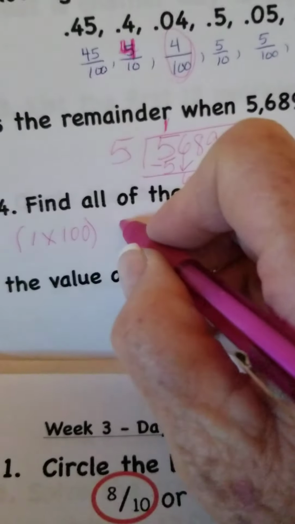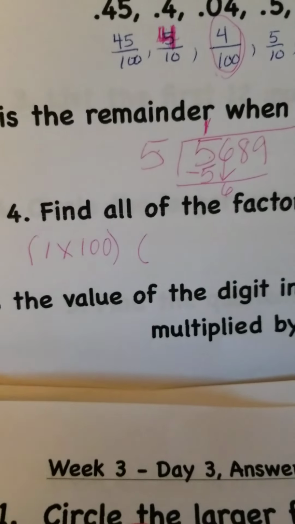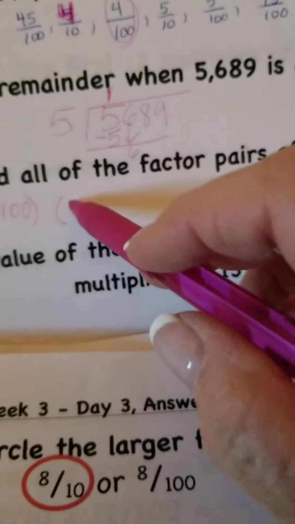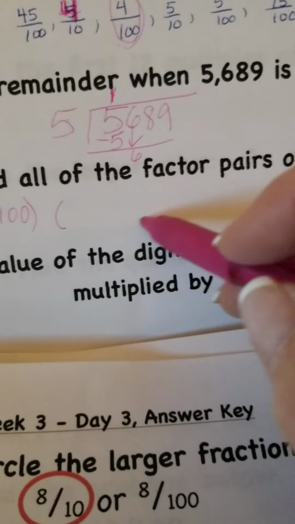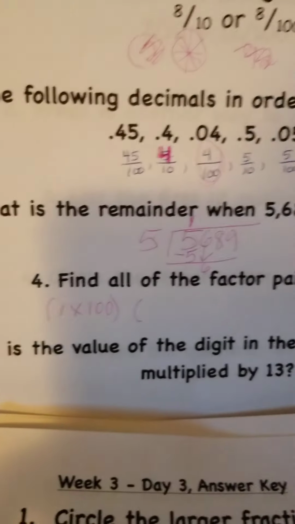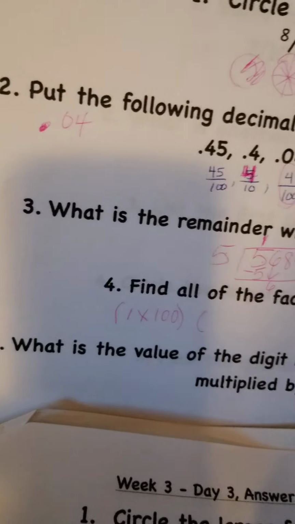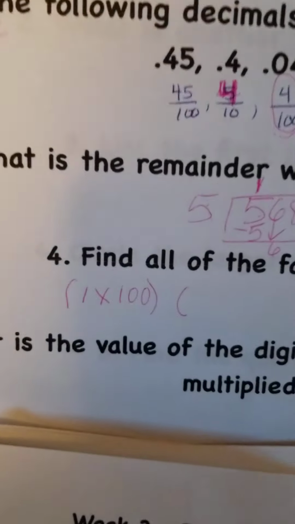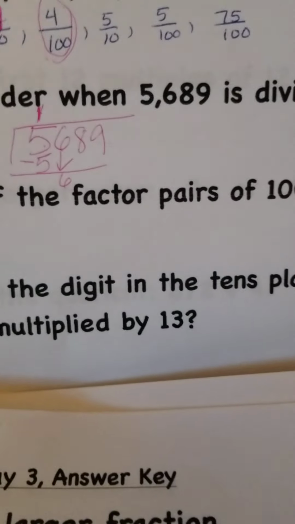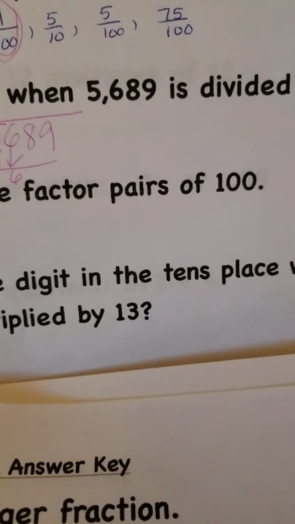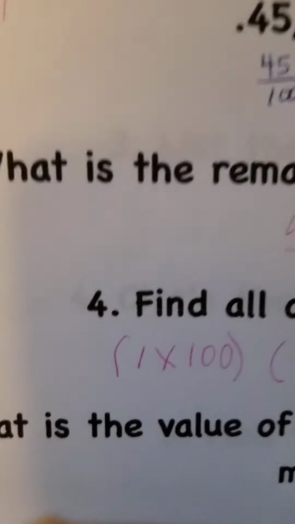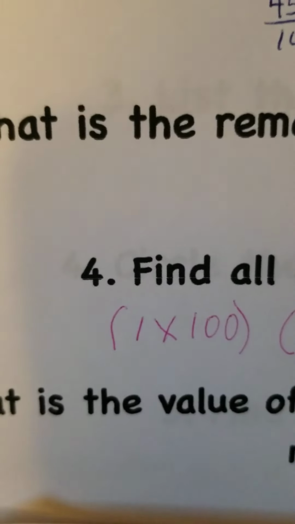Then the next one would be, will 2 go into 100? If it is, then it should be 2 times what number to equal 100? Factor pairs for 100. You should end up with 1, 2, 3, 4, 5. You should end up with 5 factor pairs. Just a hint. But it needs to be listed in pairs like this.